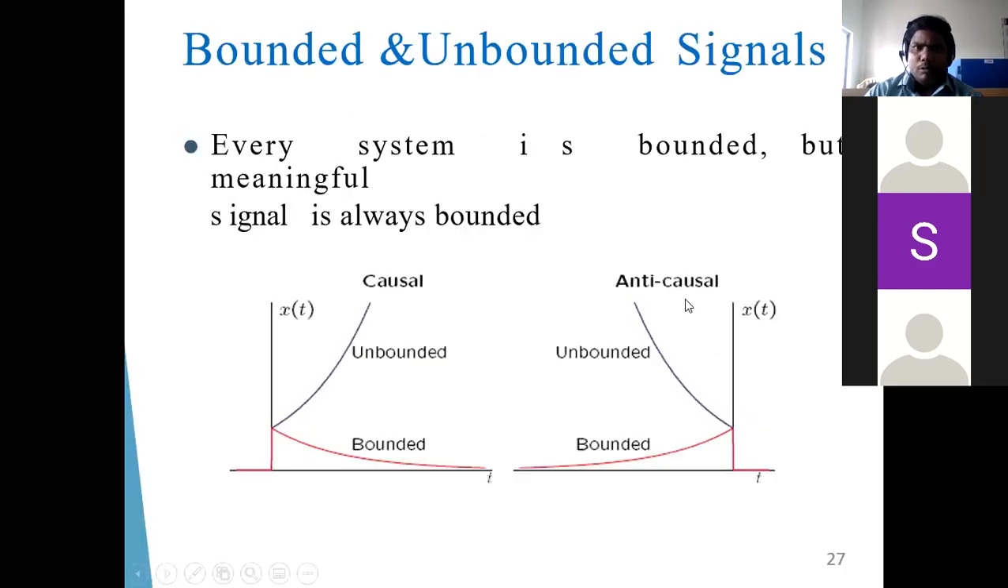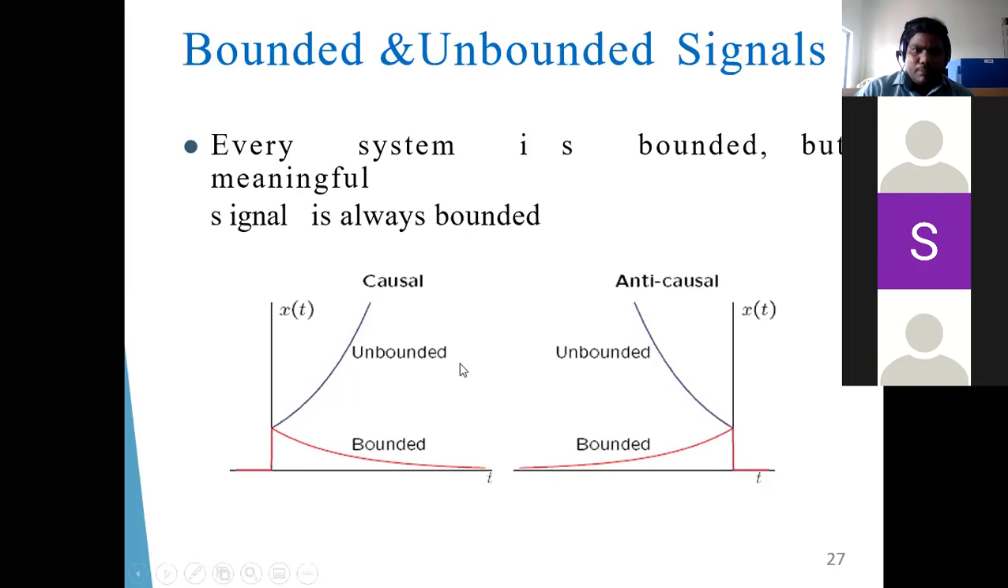Now bounded and unbounded signals. So a bounded signal is nothing but a signal which is graphically represented as varying with respect to time on the positive side, whereas the signal can be satisfied with the following conditions. Here x of t is the input signal representation, every system is bounded and it is meaningful, a signal is always bounded.